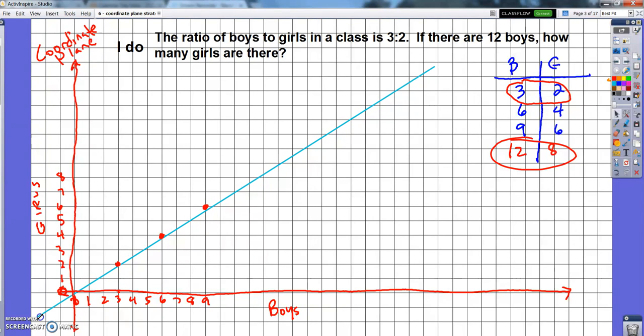Yeah, I wanted to keep going this way and this way. And it is actually truly a line, not a line segment. Theoretically, I could keep making groups of boys and girls forever and ever. And so what I want to do: if there are 12 boys, how many girls are there?